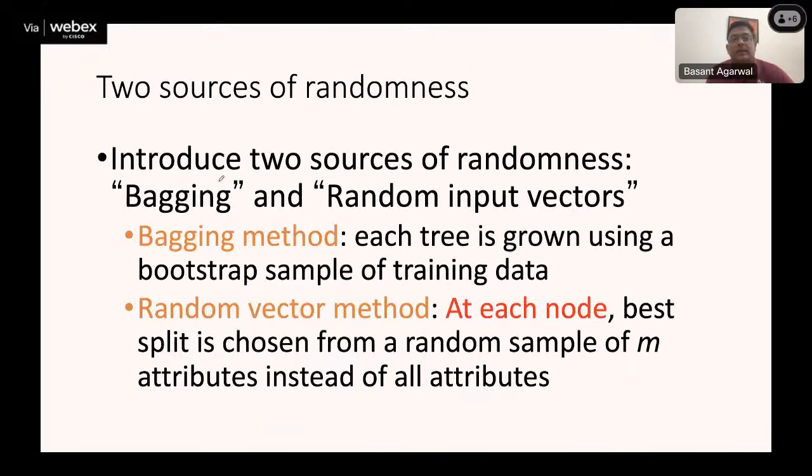Okay, so there are two sources of randomness which we have seen in random forest: we do subsampling at the training set and also at the feature set. In bagging, a tree is grown using bootstrap samples of the training data, and the random vector method means we also do subset selection from all the given attributes. This is a way of introducing randomness or variation in the input data that we give to each classifier and forcing each classifier to learn different characteristics of the training data.